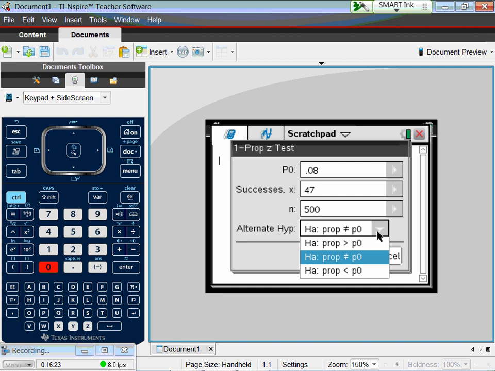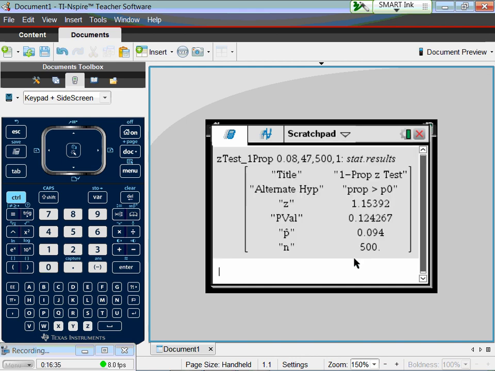And our alternate hypothesis we want to put in this case, we were seeing if there was a proportion greater than 8%. So if our proportion is greater than the null hypothesis, 8%. And we got a z-score of 1.15, that's what we got. A p-value of 0.1242, close to what we got. That's just due to rounding. Our p-hat, that's your 47 over 500, and our n is 500, which we got. Okay. So check it on your calculator.